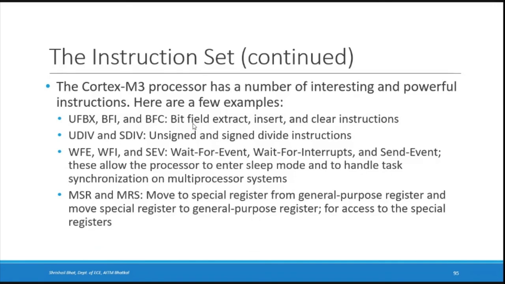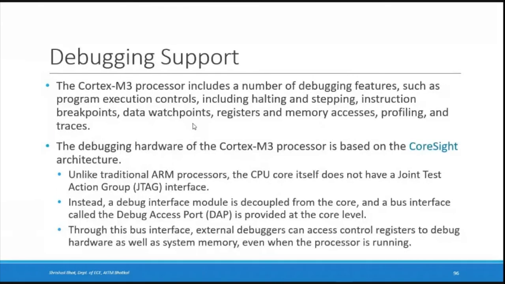Then wait for event, wait for interrupt, send event, these instructions. They allow the processor to enter sleep mode and to handle task synchronization on multiprocessor systems. Then instructions to access special registers, MSR and MRS: move to special register from general purpose register, and move special register to general purpose register. So these are all some instructions which are special in Cortex processors.